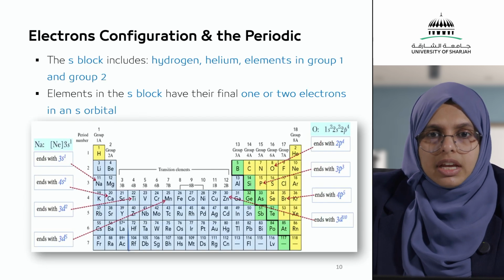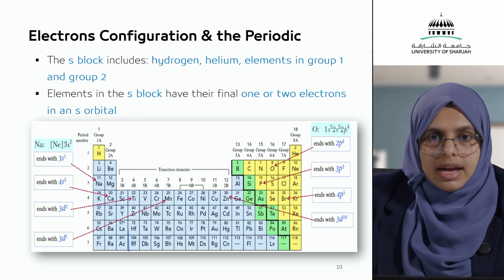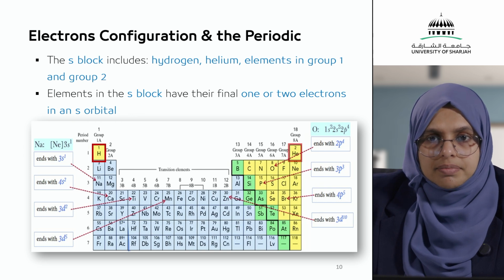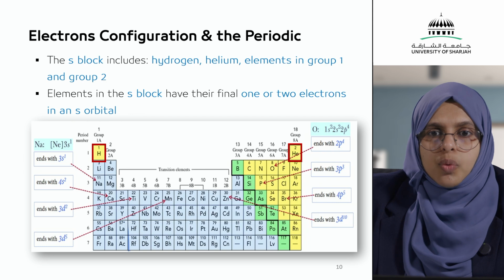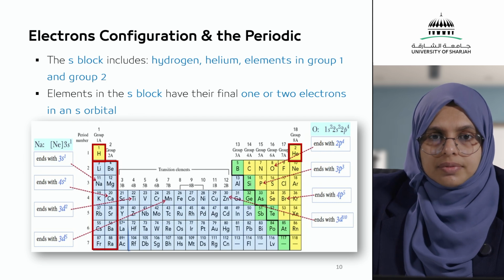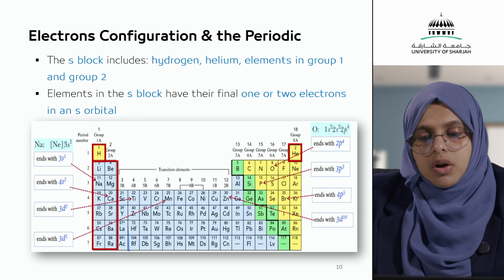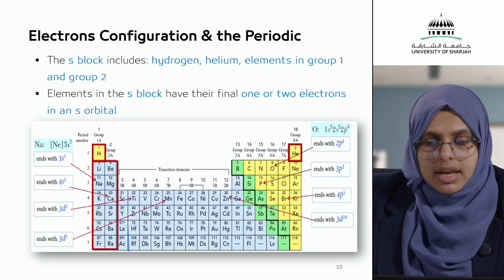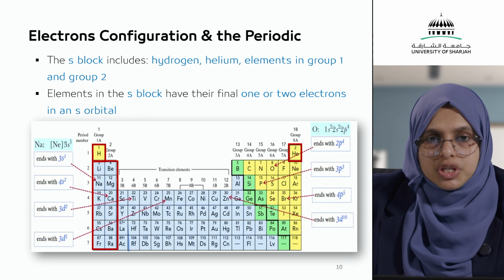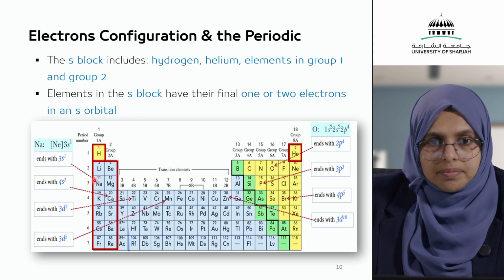The s block includes hydrogen, helium, and elements in group 1 and group 2. Elements in the s block have the final 1 or 2 electrons in an s orbital. That means all the elements in group 1 end their electronic configuration with s1, and all the elements in group 2 end their electronic configuration with s2.